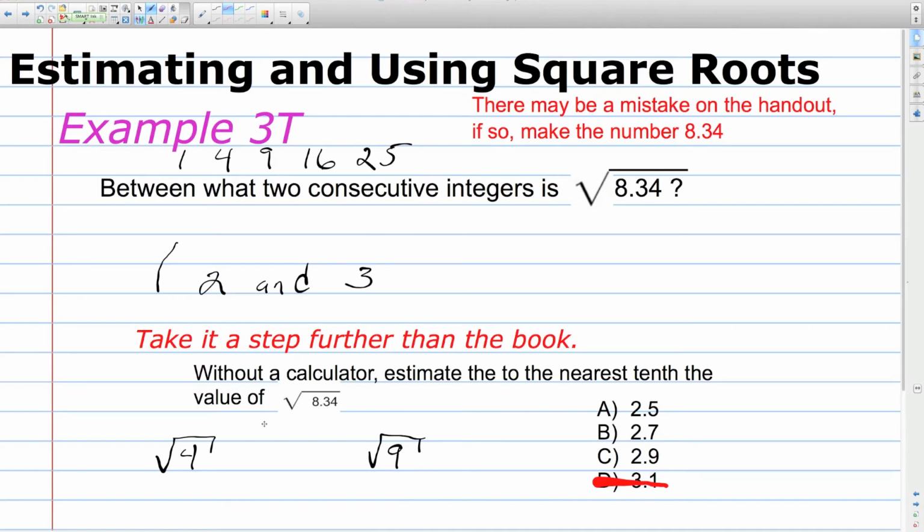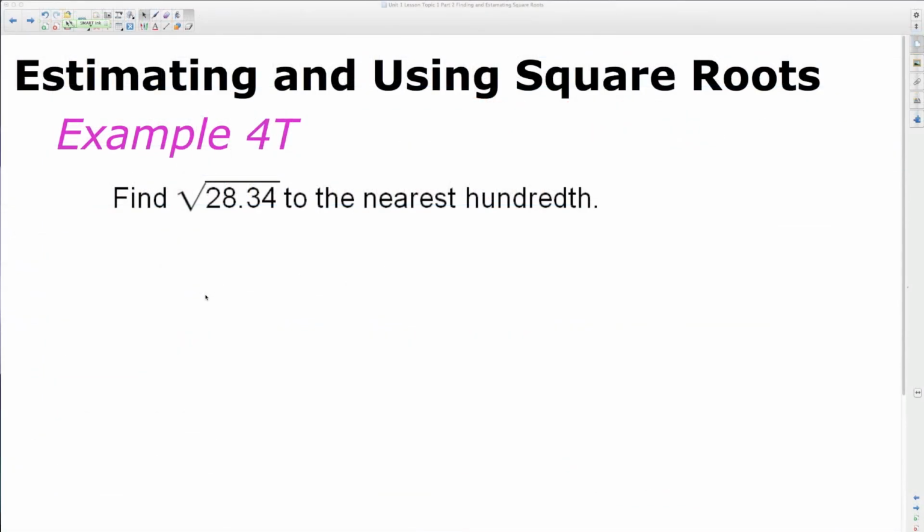Now, if you think about this as a number line, 8.34 is very close to 9. So the square root of 8.34 is going to be very close to 3, and the closest we can get to 3 out of all our numbers is C. So I'm going to venture to guess that if we round it to the nearest tenth, it is going to be 2.9. And in fact, if you check that with your calculator, you'll find that to be right. Since 8.34 is so close to 9, of these three answers, the best answer is the one that's closest to 3.